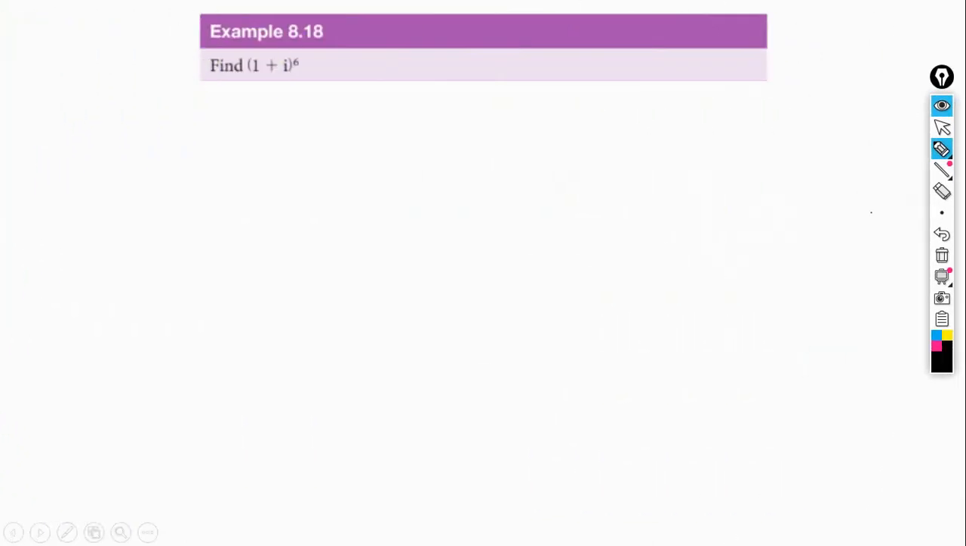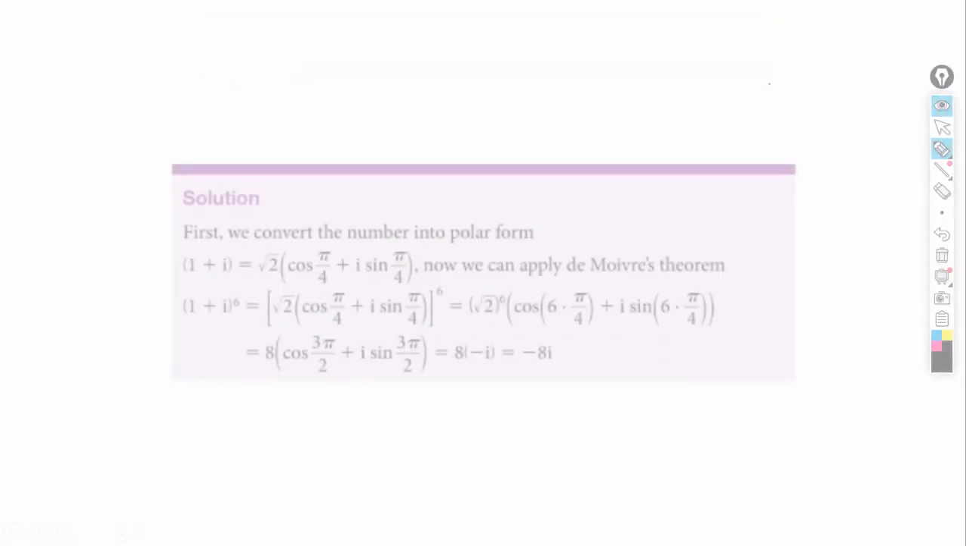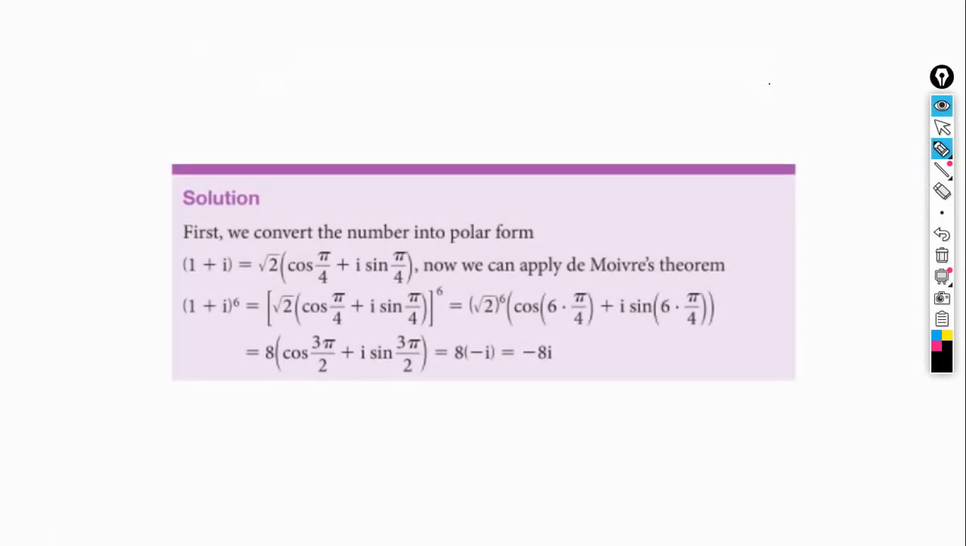So we start off with example 8.18, and they want us to find 1 plus i to the power of 6. So the first thing you want to do is convert the number from Cartesian form into polar form. That's what you can see here in this step. We did this one in the previous example, and we found that the modulus was square root of 2, and the argument is pi fourths. And all we have to do now is apply de Moivre's theorem.